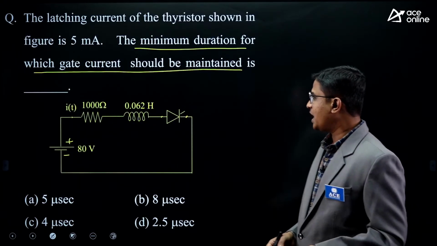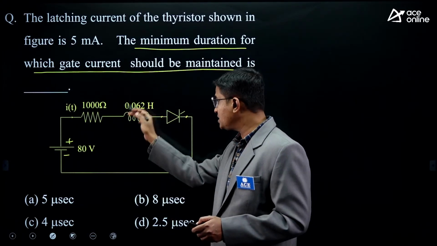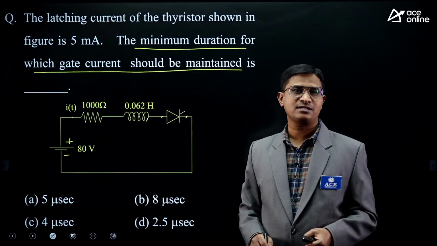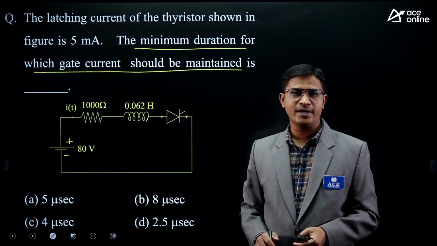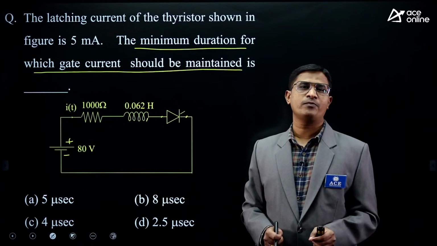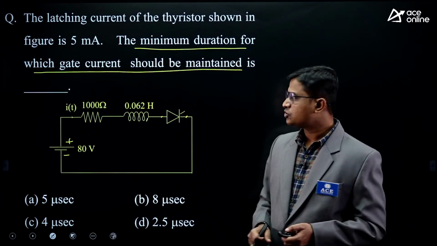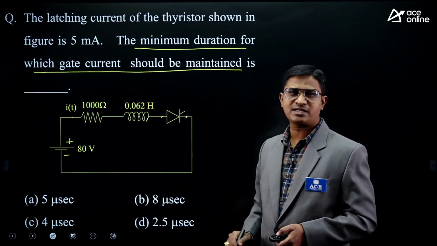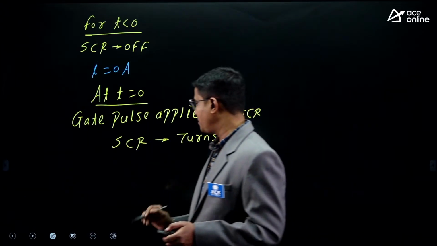Now tell me, at t equal to 0 this SCR turns on, but what is the status of this inductor? Come on, recall network theory, network analysis, the transient response chapter. If before the switching instant the current flowing through the inductor is 0, then at the switching instant the inductor acts as an open circuit. So at t equal to 0, this will act as an open circuit. The SCR is in on state, no doubt, but the inductor will act as an open circuit.